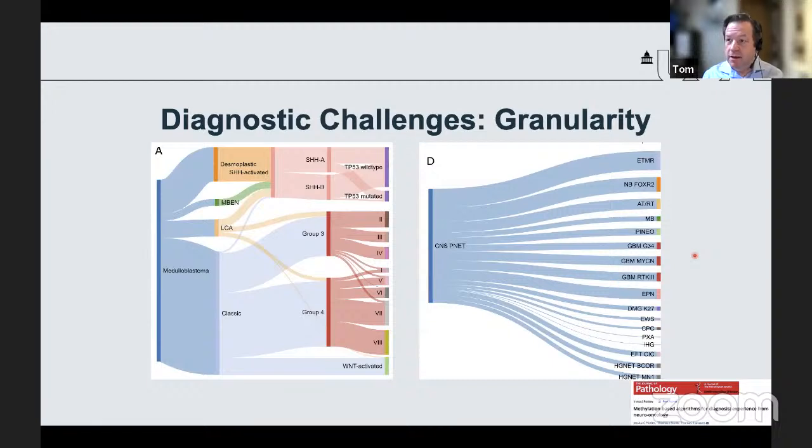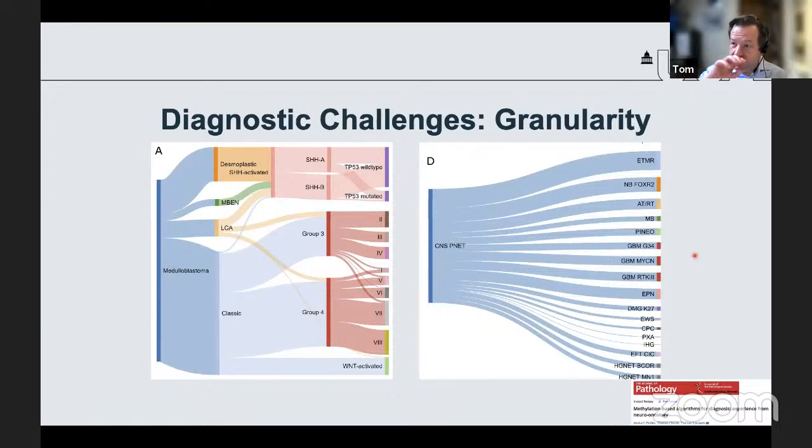So this is showing, again, the kind of small round blue cell tumors, the embryonal tumors that we see. And on the left is medulloblastoma, which is the commonest. And then there's what used to be called CNS PNET or CNS embryonal tumor of the non-medulloblastoma type small round blue cell tumors. And this is showing how these have been reclassified using molecular techniques. And you can see on the left that the medulloblastomas, the commonest type, is divided into at least 11 molecularly defined subtypes that have different outcomes, and some have very specifically different treatments. And the CNS PNET has just been decimated into these groups of different tumours and doesn't really exist as an entity anymore.